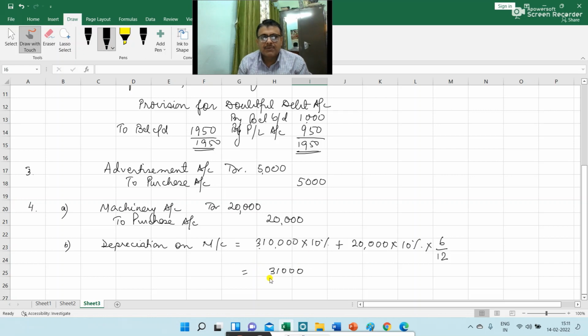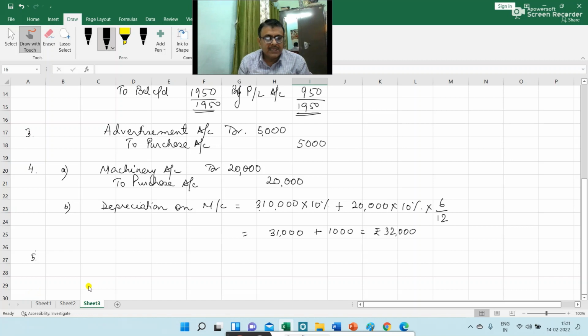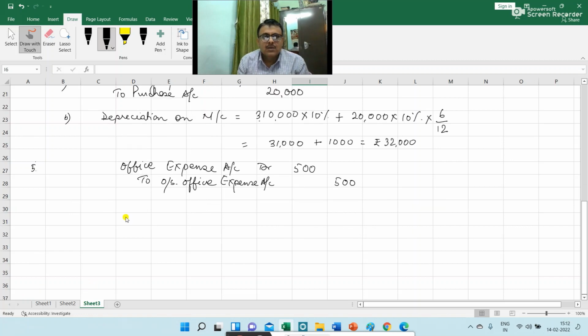So what is the amount of depreciation? 31,000 plus 1,000. So this will give you 32,000. So total amount of depreciation on machinery that you are going to charge is rupees 32,000. And the fifth adjustment is office expense outstanding rupees 500.